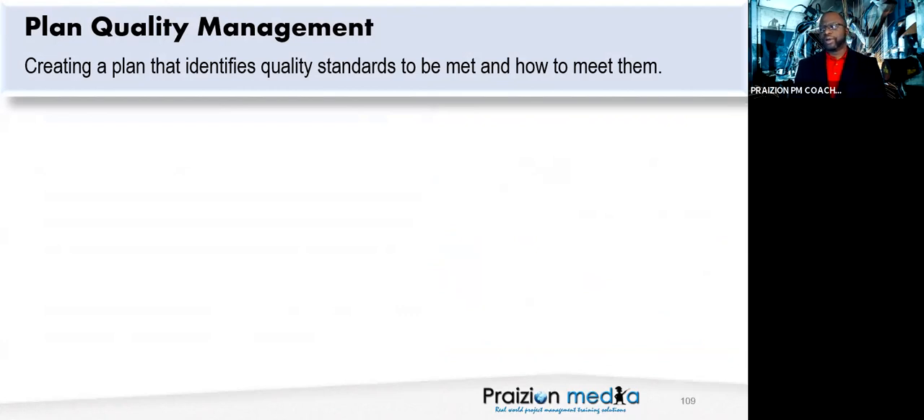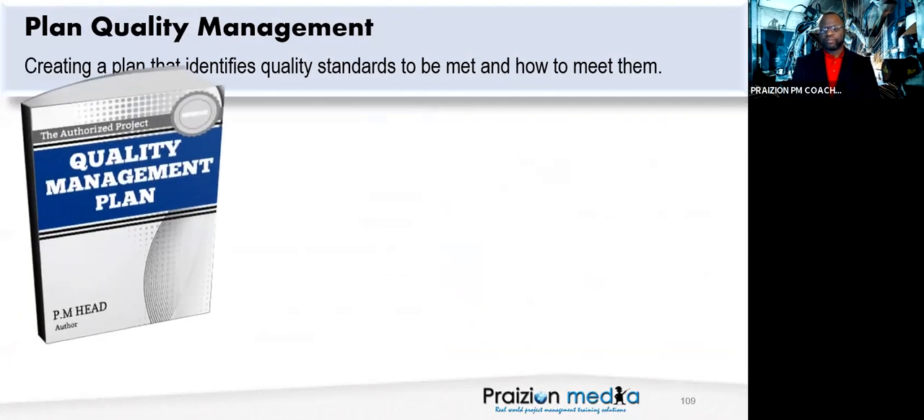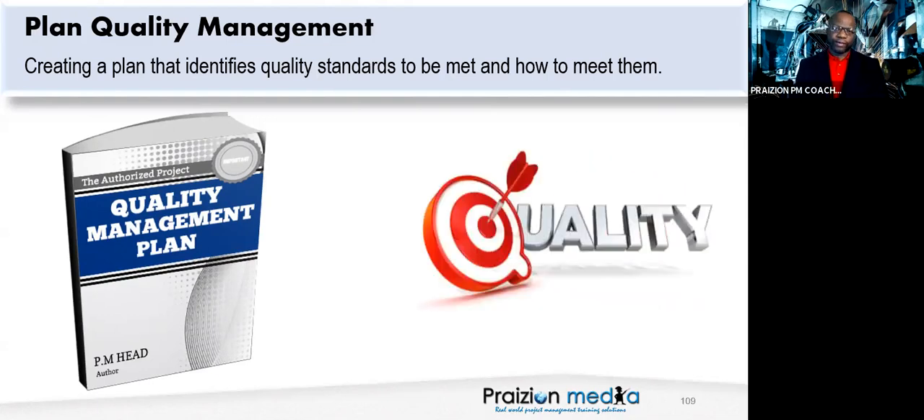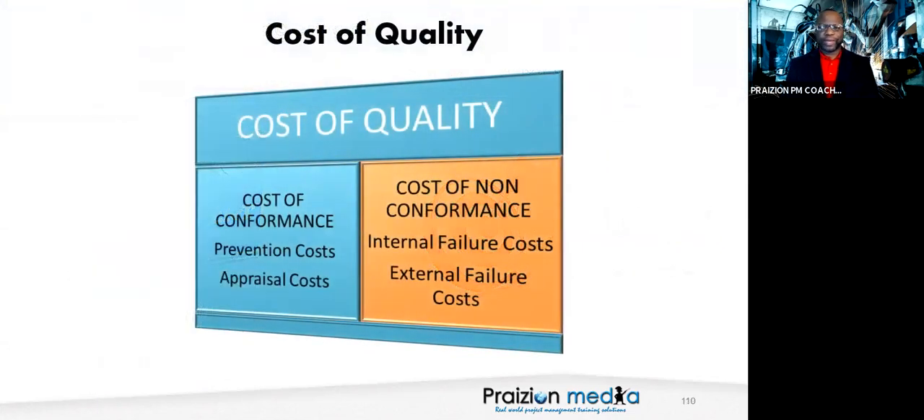Plan quality management is where we create a plan that identifies quality standards that need to be met on the project. It's a document that looks very similar to this, but it's not the document that's the power in this tool. It is the journey of the team to get to an understanding of what quality is, what does it look like, what does it feel like, how do we know when we have arrived at a quality tool for the customer. So quality is a very, very important term of project management.